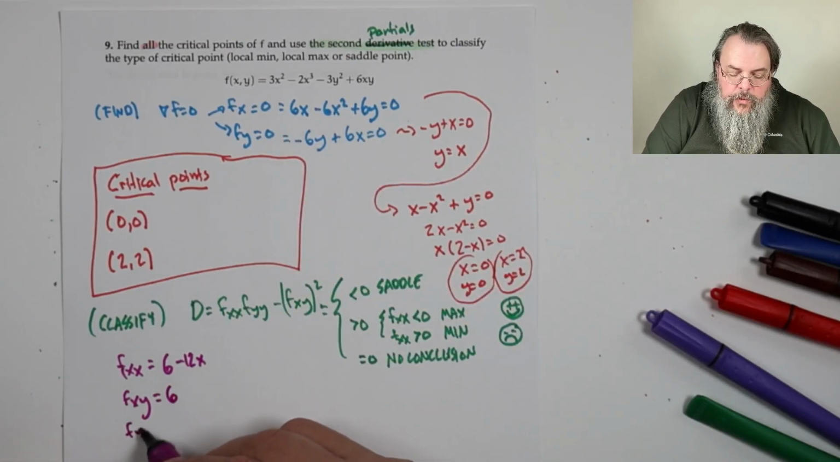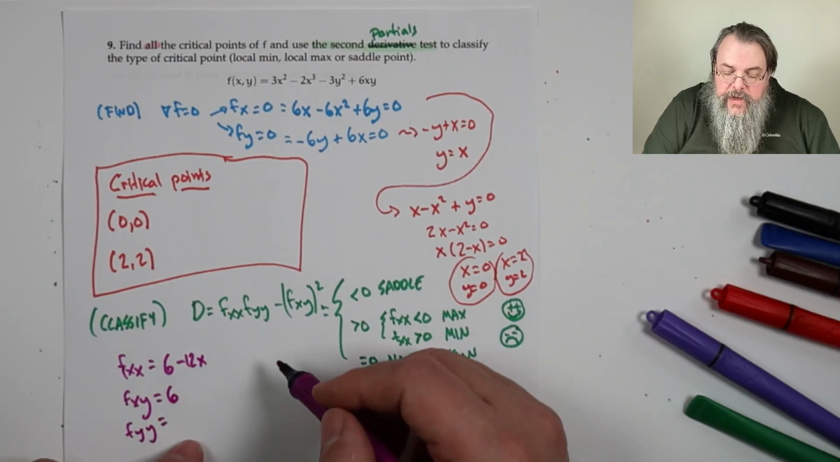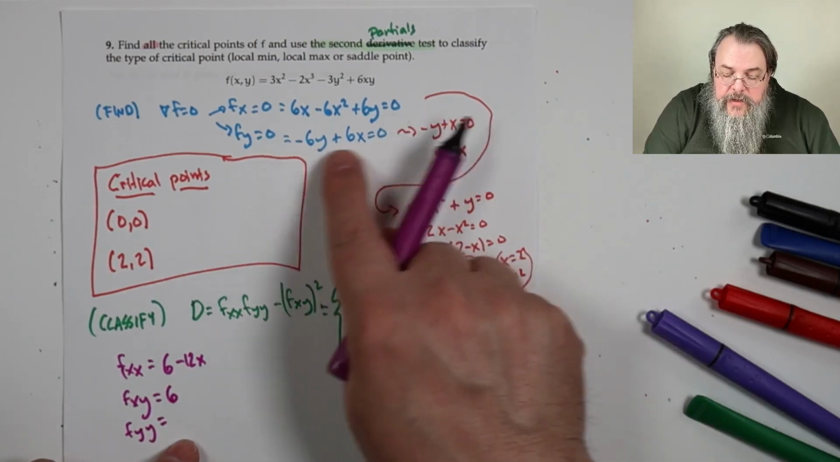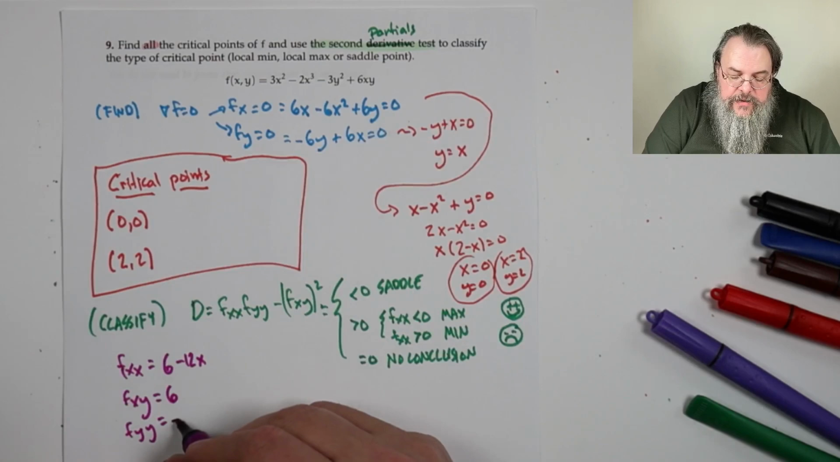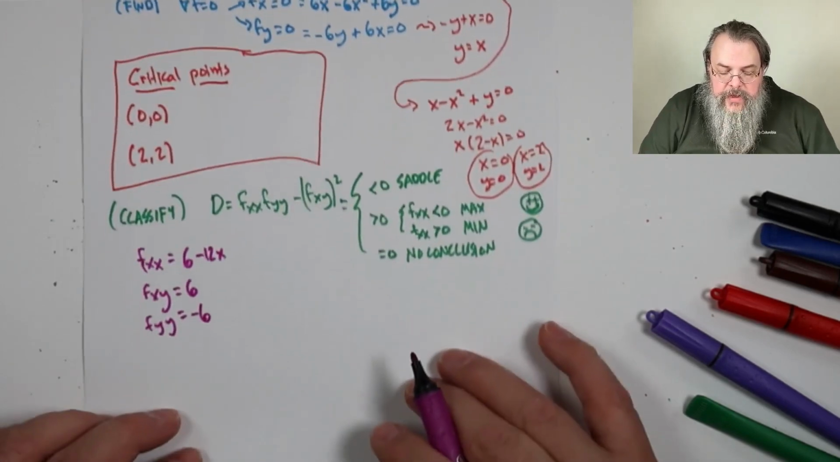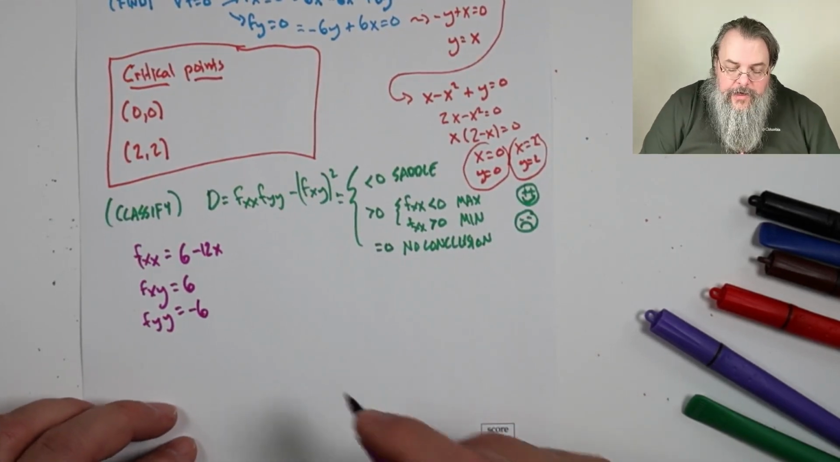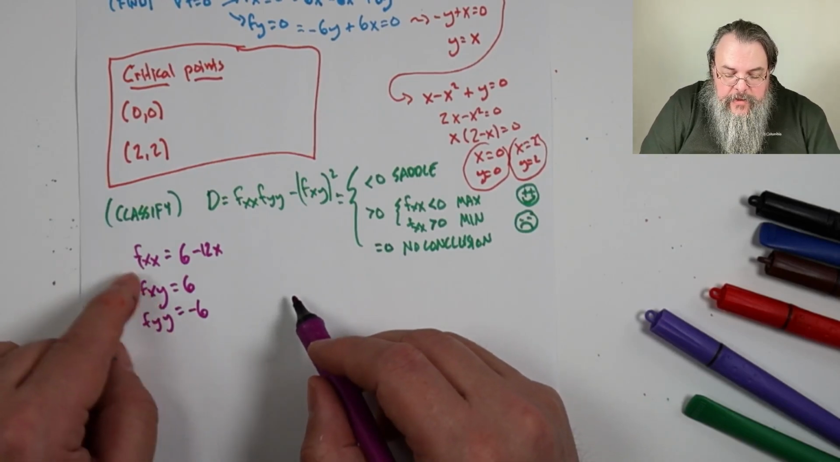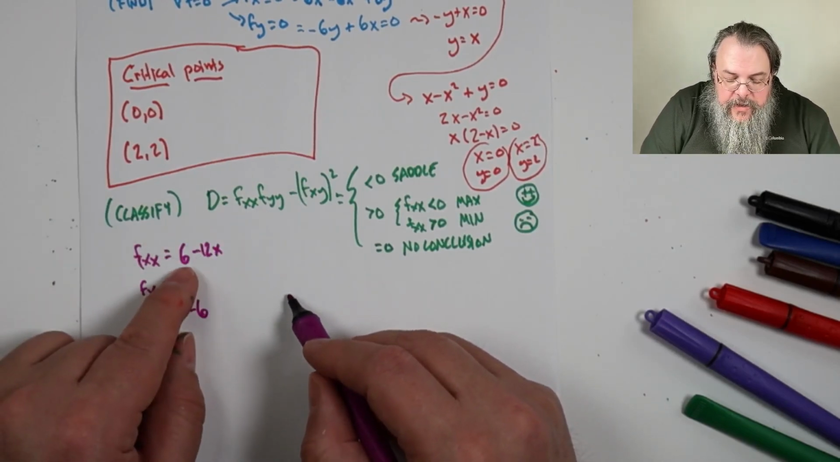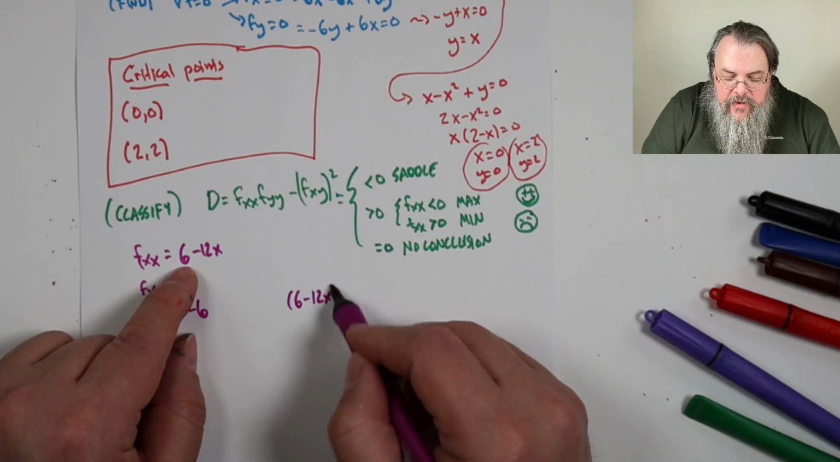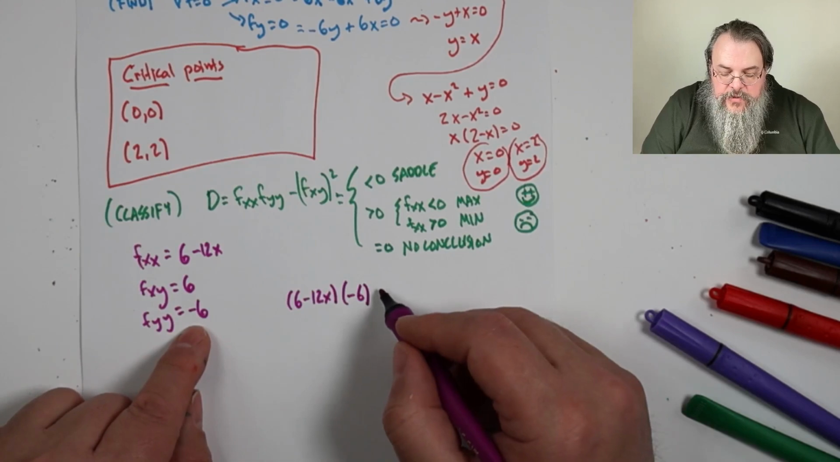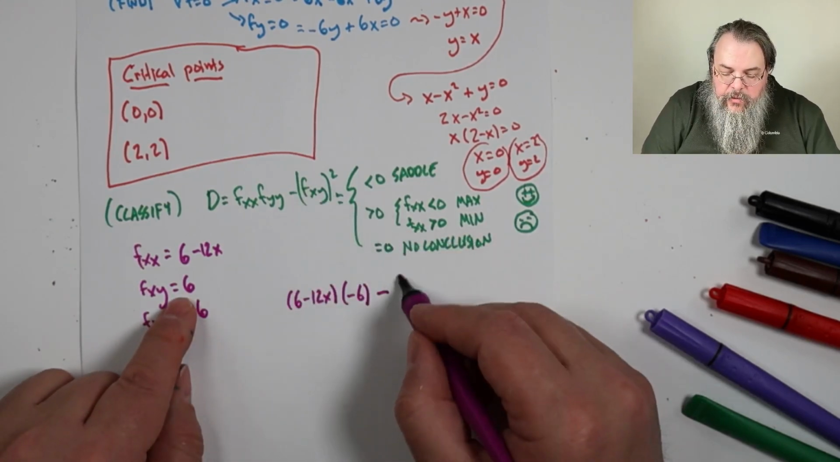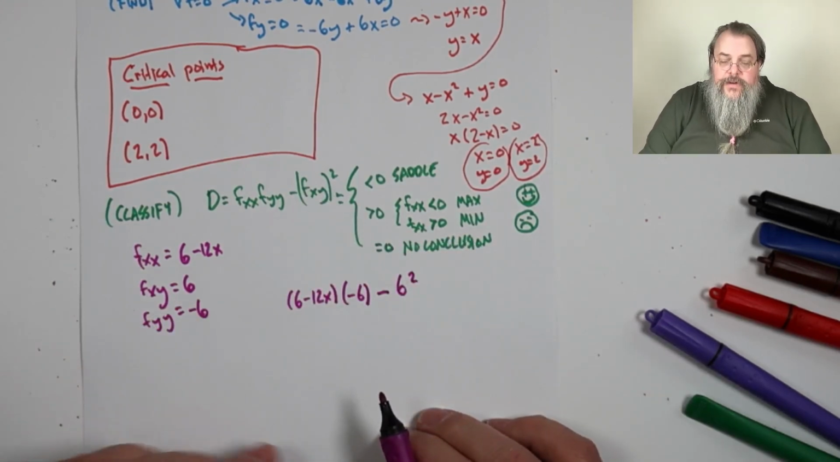And fyy. All right, what is that? Well, we see the derivative with respect to y of 6x will be 0, and here is negative 6. Okay, so here we go. Our quantity that we're very interested in, sometimes called the discriminant, is we take 6 minus 12x times negative 6, subtract 6 squared.